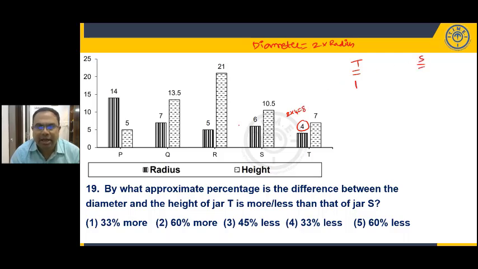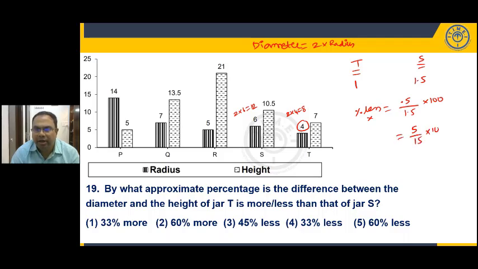Jar S, diameter will be 2 into 6, 12. Minus the height 10.5, that is 1.5. T is what percentage, more or less? Clearly it is less. Difference is 0.5. Against the larger value, 1.5, into 100. So it is 5 upon 15 into 100, so it is 1 upon 3. So 33 1 by 3% less. So the option is 4, 33% less.